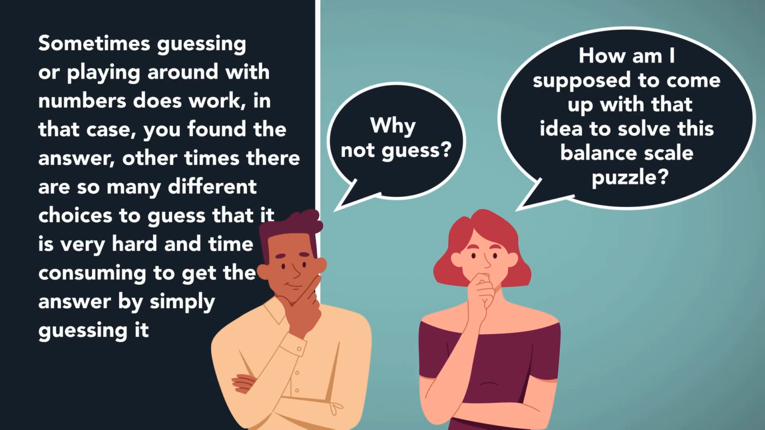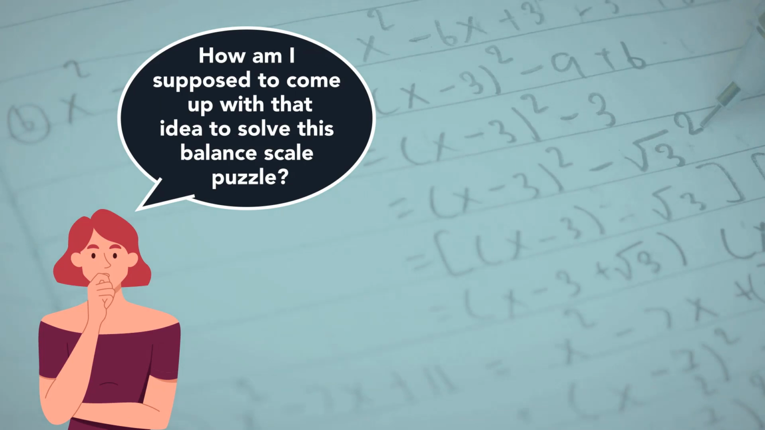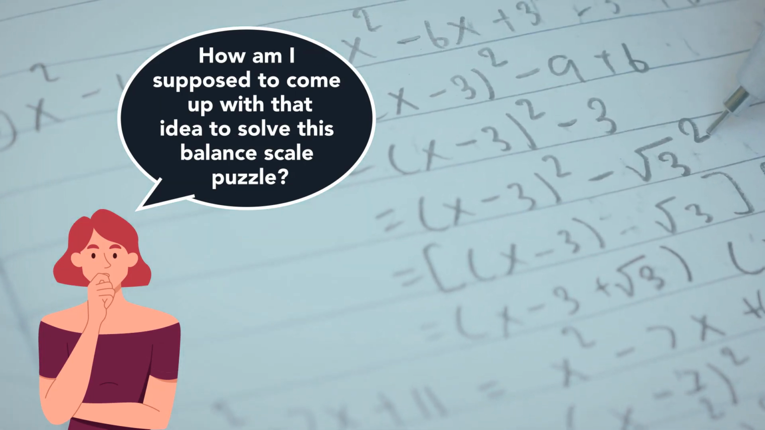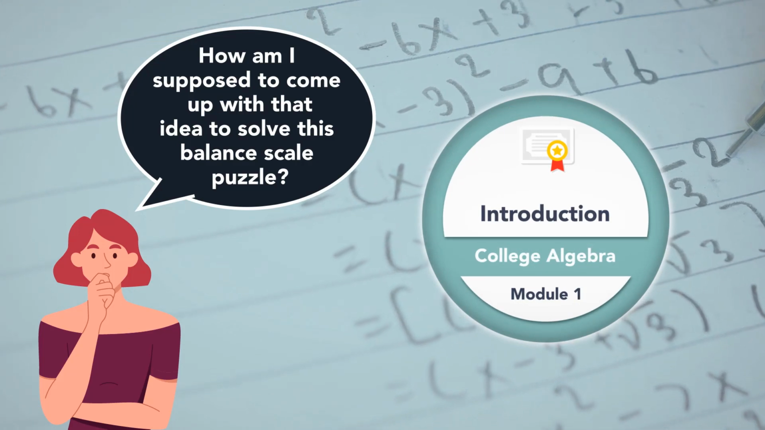The answer to the first question is that it's usually a bad strategy. Sometimes guessing or playing around with numbers does work, and in that case you found the answer. Other times there are so many different choices to guess at that you'll have a very hard time trying to get the answer by guessing at it. If we have a general method of approaching such questions, then we can get the answer pretty quickly. To answer the second question, that's exactly what this course is about.